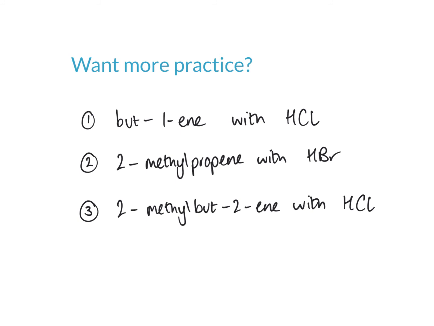If you'd like a bit more practice with this in determining what will be your major product and even drawing the mechanisms for these and even writing an explanation of why the major product is what it is, then you could try the following examples. So but-1-ene with HCl, 2-methylpropene with HBr, or 2-methyl-but-2-ene with HCl. So if you want more practice, pause the video and write those examples down, and you can either try just predicting the major product or also drawing the mechanism as well, and also if you want writing an explanation of why the major product is what it is, and then I'll write those answers out and put them with the completed notes.